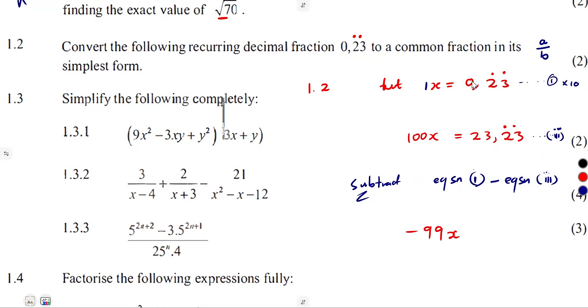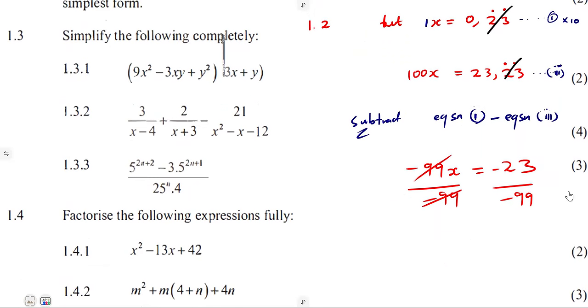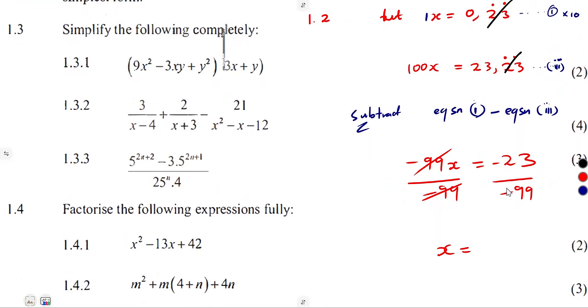The same thing, on the right side we're going to subtract. As we can see, these are exactly the same, the 2, 3 there, so do not focus on that one. Just subtract the whole numbers that we see. So it's 0 minus 23, which is negative 23. Then divide by negative 99 to obtain the value of x. So as we can see, our x can be written as a fraction, which is 23 over 99.